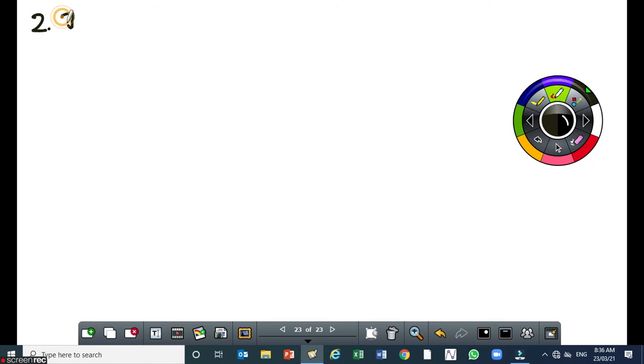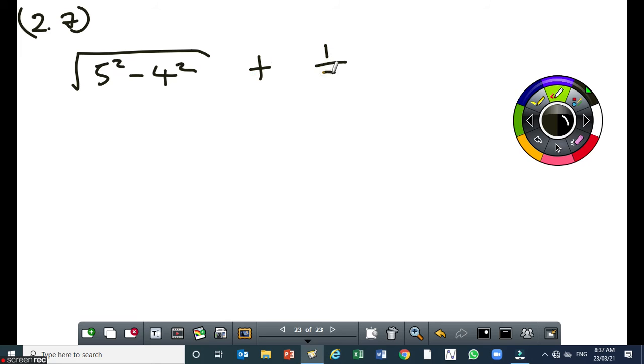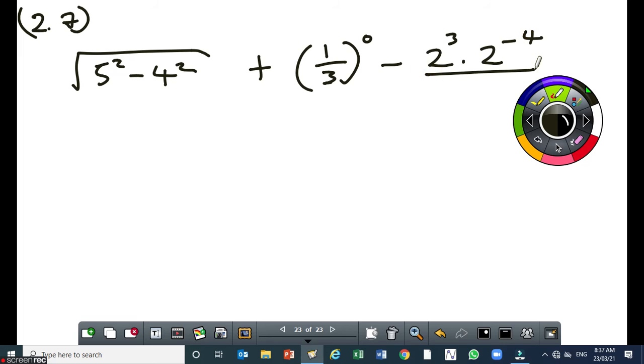So 2.7: the square root of 5 squared minus 4 squared, plus 1 over 3 raised to the power of 0, minus 2 to the power of 3 times 2 to the power of minus 4, all over 2 to the power of minus 2.